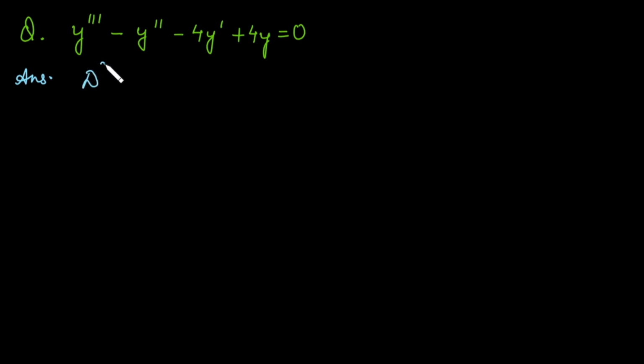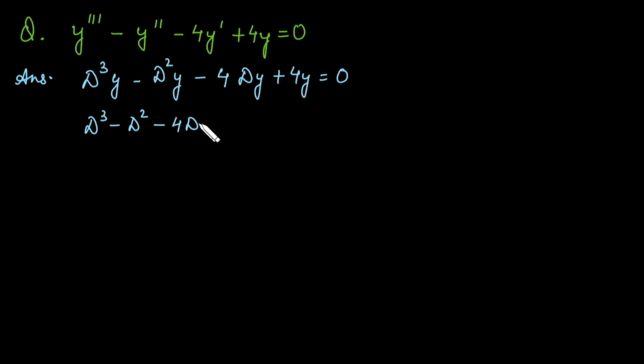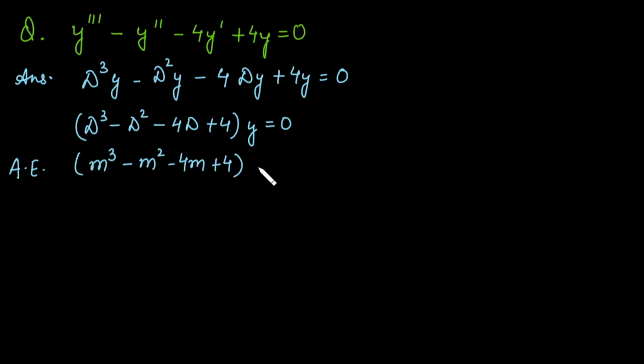Write the operator form. Its operator form is D³y, because a third order derivative is there, D²y is the second order derivative, so D³y − D²y − 4Dy + 4y = 0. Collect the coefficients of y. So we have (D³ − D² − 4D + 4) y = 0. The auxiliary equation is m³ − m² − 4m + 4 = 0, where y is replaced by 1. Now by hit and trial find one of its solutions.